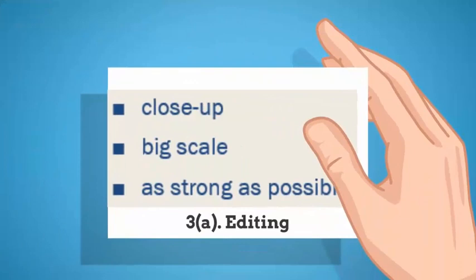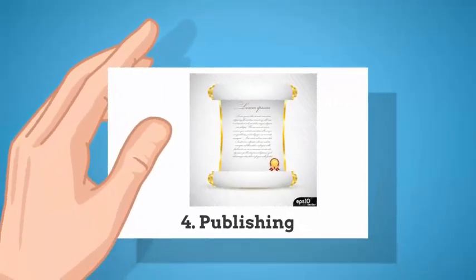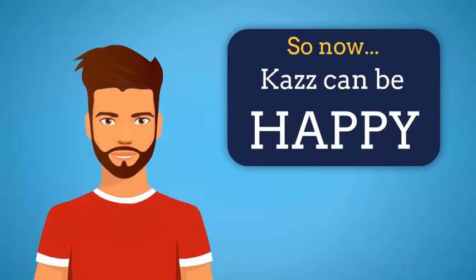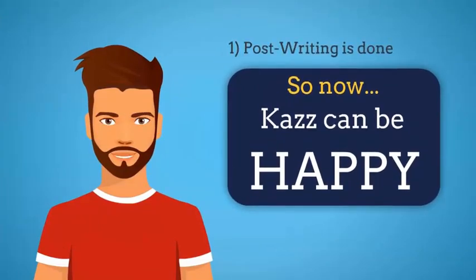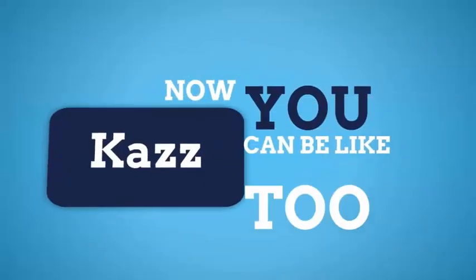The next stage, called the editing stage, requires a close inspection while keeping the bigger picture in mind. Kaz should really pay attention to this stage as this provides more strength to his assignment. This is different from proofreading, which pays attention to grammar, punctuation, names, numbers, and formatting without regard to content. And of course, once he's done with all of this, he can turn his assignment in. And now, Kaz can be happy, who can now post-write his assignment by revising, editing, and finally submitting it. Be like Kaz.